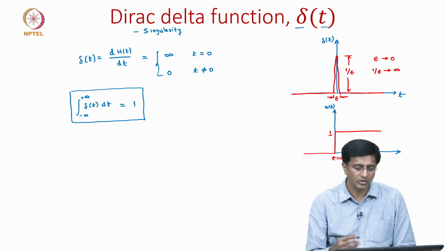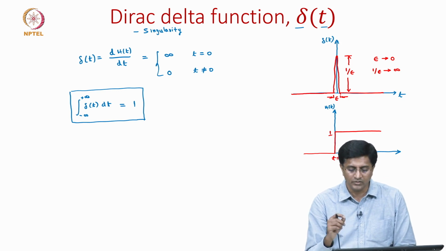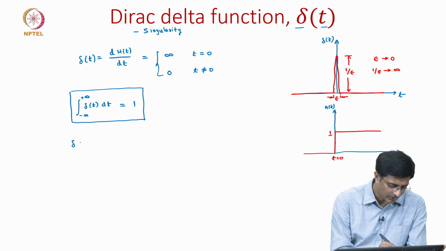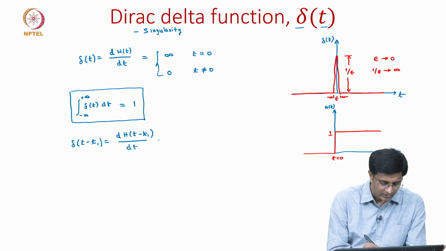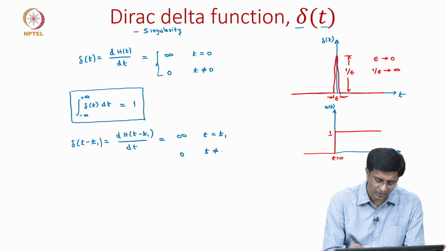Similarly, we can now define what happens at an arbitrary time t1 where we have this value going to infinity. So, we are now talking about the Dirac delta function of t minus t1. It will be the derivative of the Heaviside function h of t minus t1 with respect to time. This will again be infinity when time t equals t1 and it will be 0 when time is not equal to t1. And how does that look?